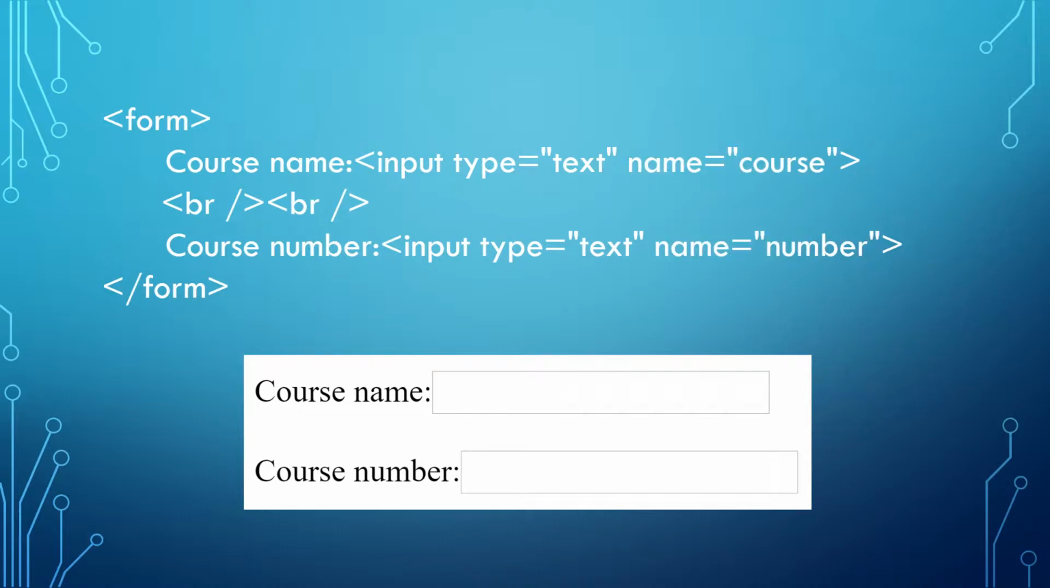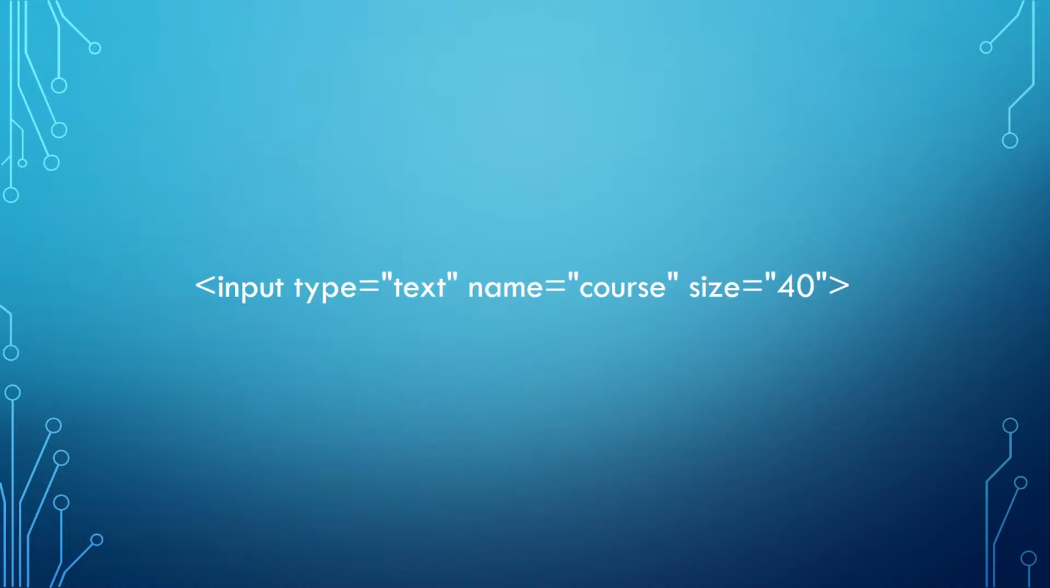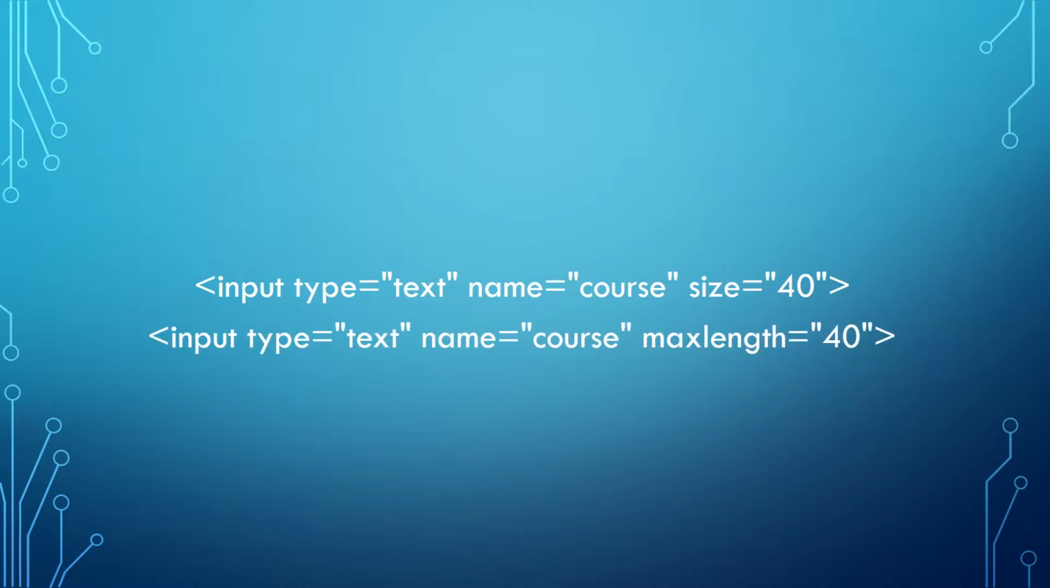The default width of a text box is 20 characters. You can add more with the size attribute. You can also use CSS to set a width for the text box. If you want to limit the number of characters a user can input, then use maxlength.